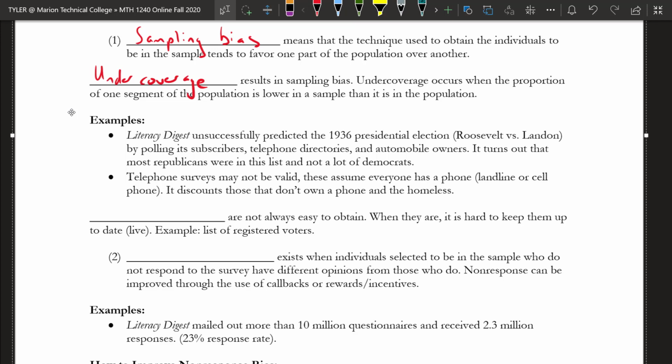Another thing to think about is that telephone surveys are pretty popular. You probably get a lot of calls, especially if you're a registered voter during an election year or a primary election year, trying to do surveys. But something to keep in mind is that it doesn't count those who maybe don't own a phone, and the homeless. Certainly there are a lot of people who do own a phone, but the survey doesn't allow those people to be in it at all. So there's definitely some bias there.